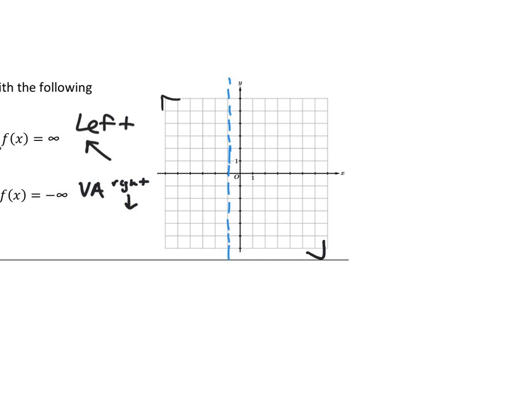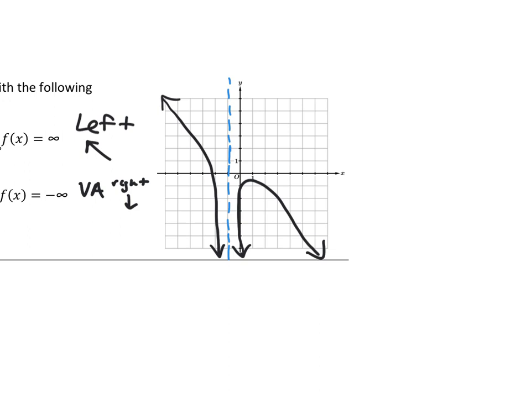I know also that on the left side of this vertical asymptote, it should be going down. And on the right side of this vertical asymptote, it should be going down. So if I play connect the dots here, I know that I'm going to have some sort of part of this graph that goes like this. And then I have to also loop back around and follow the same rule.